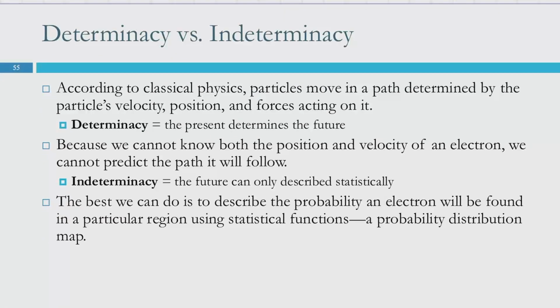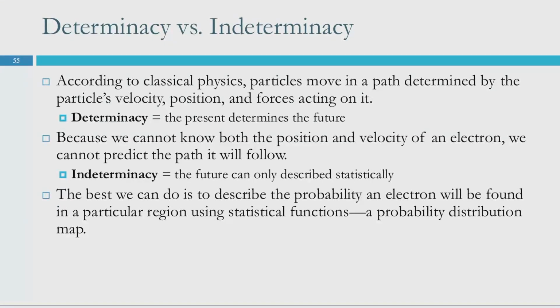I believe previously we talked about determinacy versus indeterminacy just a little bit. So classical physics, the world that we exist in, particles like baseballs move in a path that's determined by the particle's velocity, its position, and the forces acting on it. So in determinacy, the present condition determines the future. If you see somebody throw a ball at you, you can put your hand up and predict where that ball is going to travel and catch it. That's determinacy. That's what we're used to.